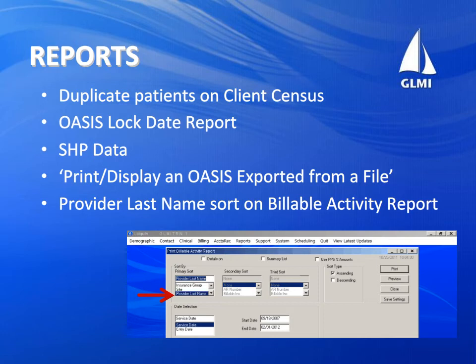We had a request to make a change to the billable activity report and include a sort by provider last name. We've gone ahead and added that in the summer 2012 release. And again, those are for those agencies who use that report maybe for payroll purposes and wanted to sort by provider last name.